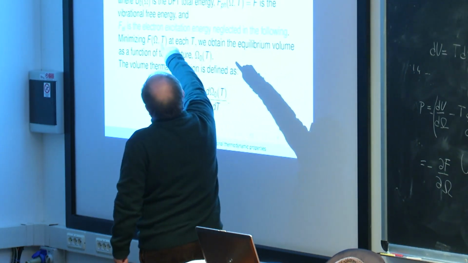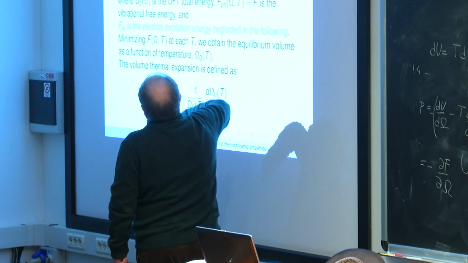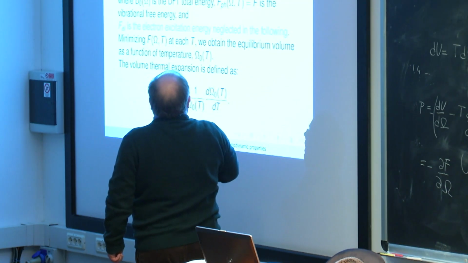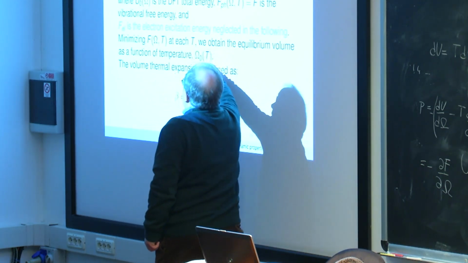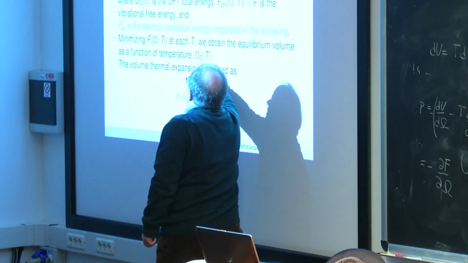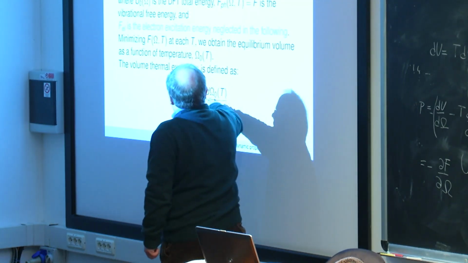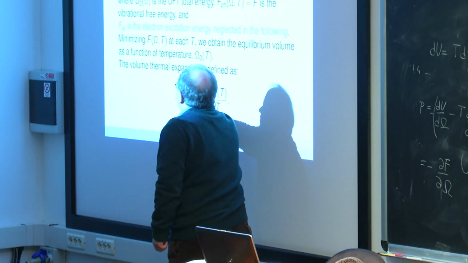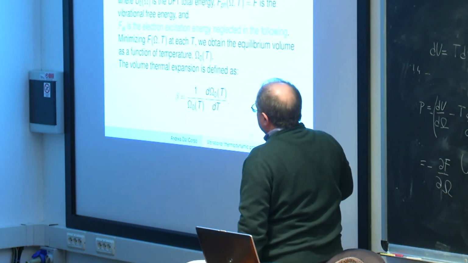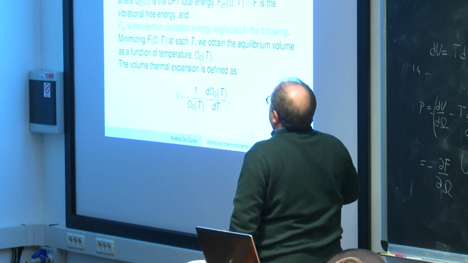But basically, once we have the free energy like that as a function of the volume, for each temperature we can minimize it. We will discuss in a moment how to minimize it, and we will have the volume as a function of temperature. The derivative of the volume with respect to temperature divided by the volume is the thermal expansion. So from this, we can get immediately, by a numerical derivative of the volume with respect to temperature, the thermal expansion.